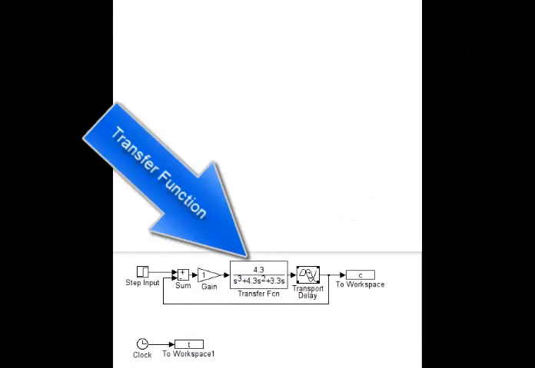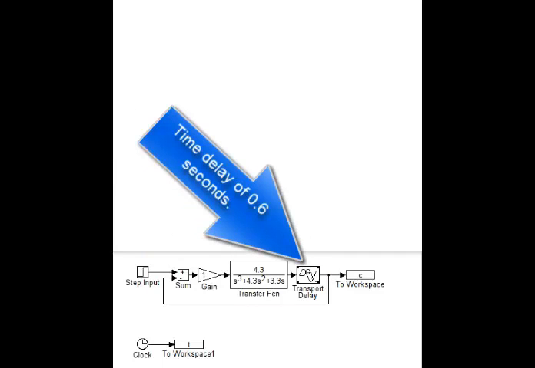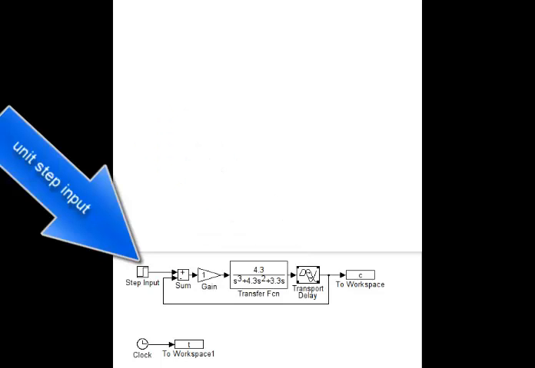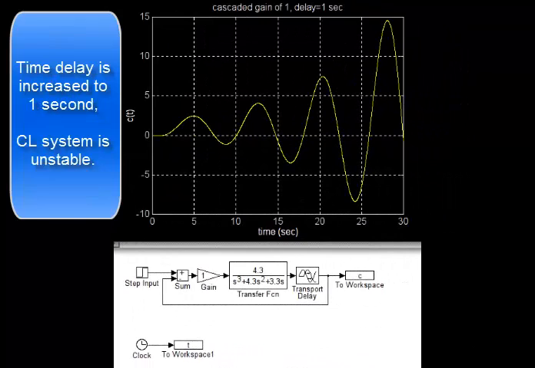Transfer function in a closed loop. Time delay is 0.6 seconds. Unit step input. Closed loop system response is 6.8 seconds per cycle, undamped oscillations, which is marginally stable. Time delay is increased to 1 second, closed loop system is unstable.